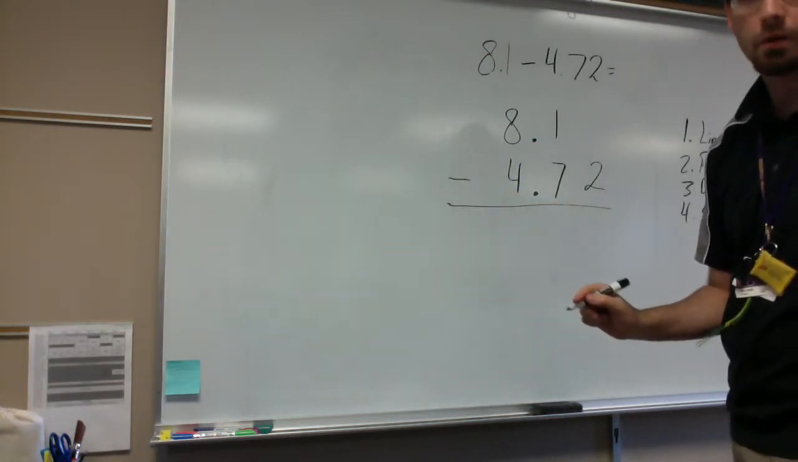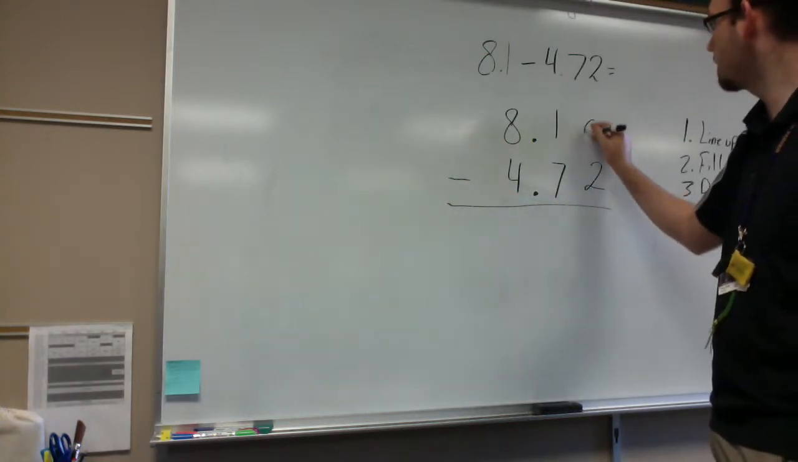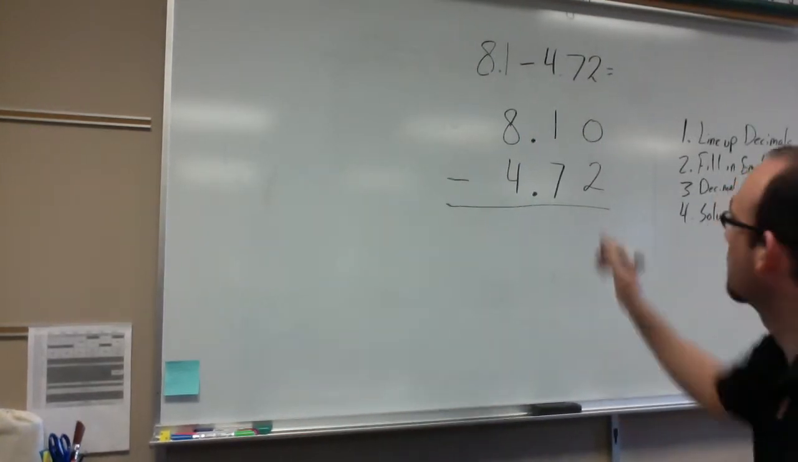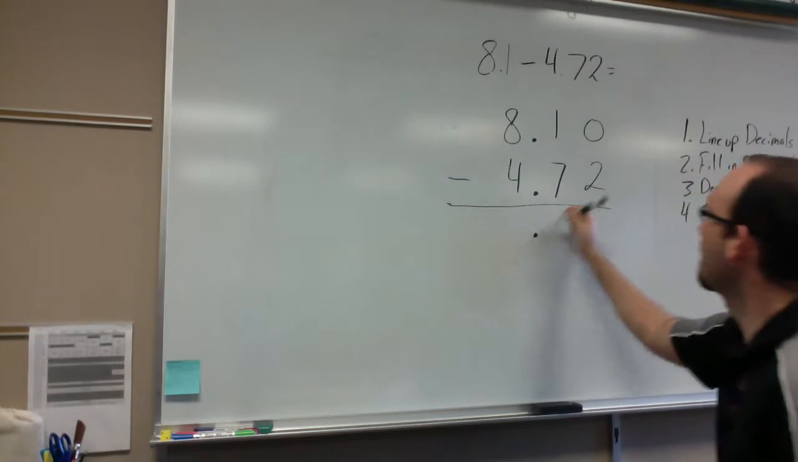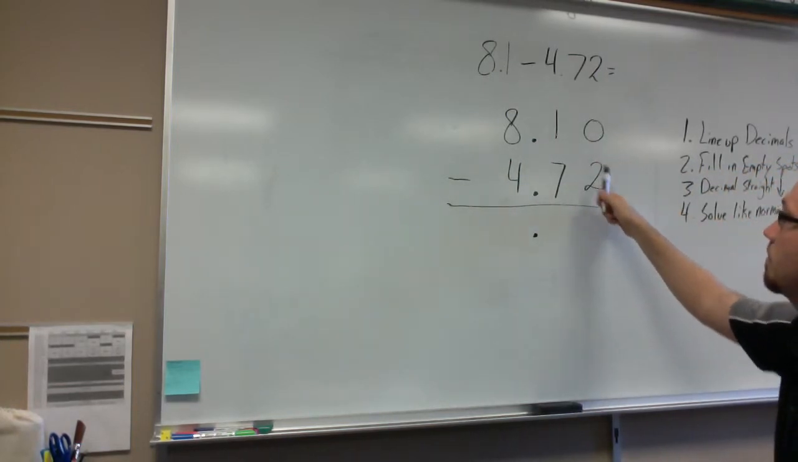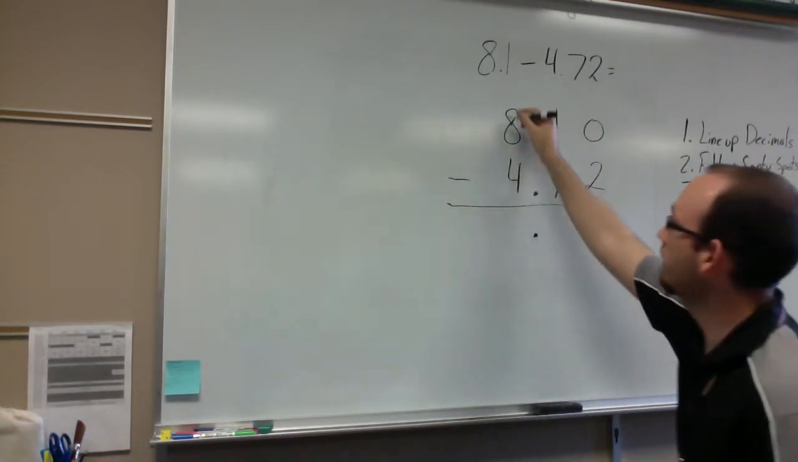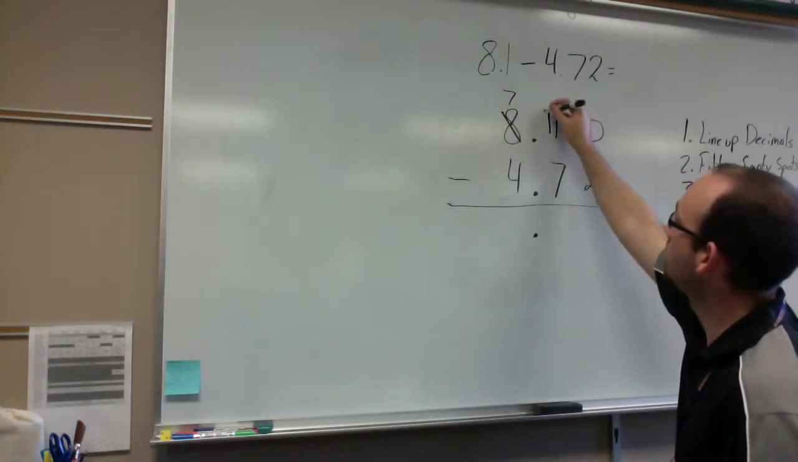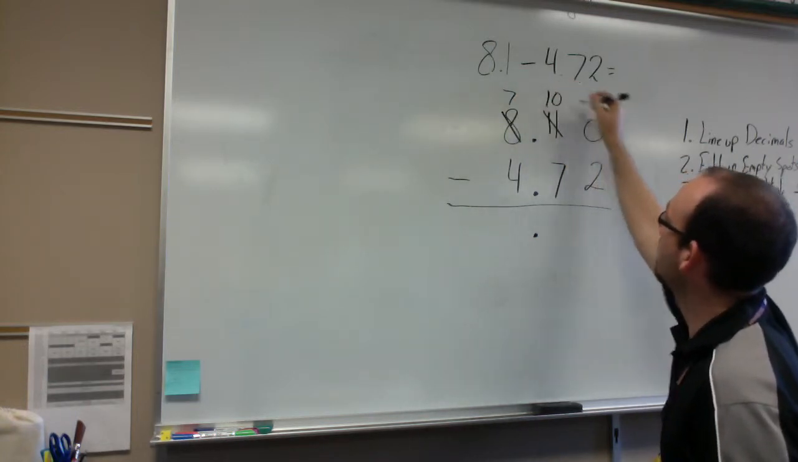Step number 3, we're going to fill in that empty spot that we see right there. Then we're going to subtract this like normal. So our decimal comes straight down. 0 minus 2, I can't do that. So I'm going to come all the way over here. I'm going to have to trade. We get a 7. Make that an 11. We need to borrow one of those for over here.